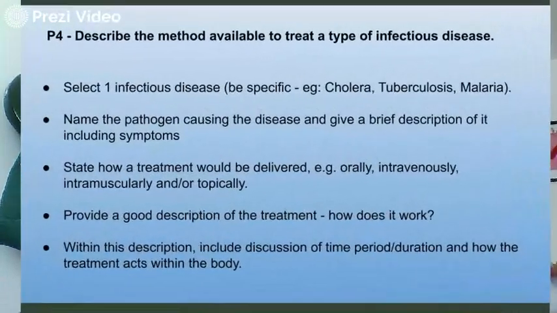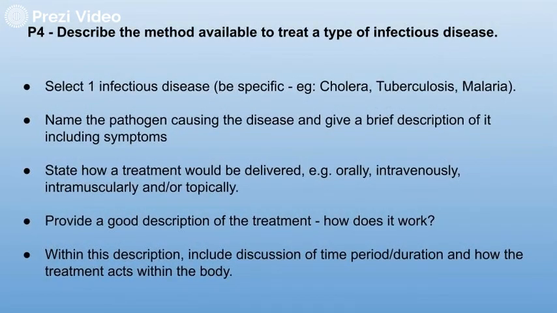Now, what you really need to know is how this relates to the assignment. So what I'm going to do here is just really quickly talk you through what you need to do next. So what I'm going to suggest is you pick one infectious disease. So cholera, tuberculosis, malaria, any of those. Just one. Don't try and be clever and pick more than one. You just need to do one.